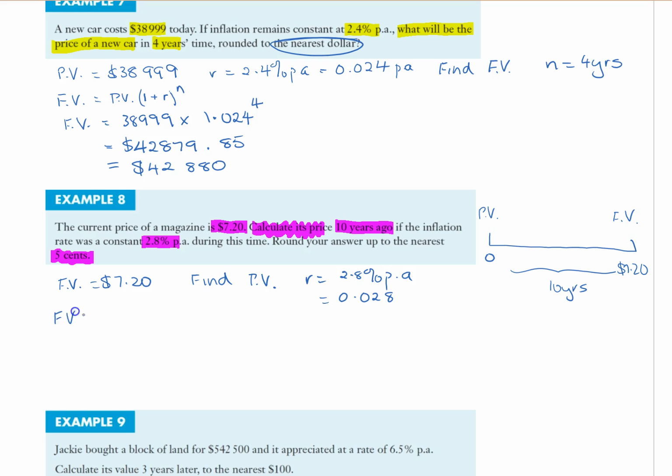We need to write up our formula. Future value is present value, 1 plus r to the n. We know that after the period of time it was $7.20. We don't know the price that it was at that stage, but we do know that the interest rate was constant, which would be very unusual, by the way, over 10 years. At some stage I should have written n is equal to 10.